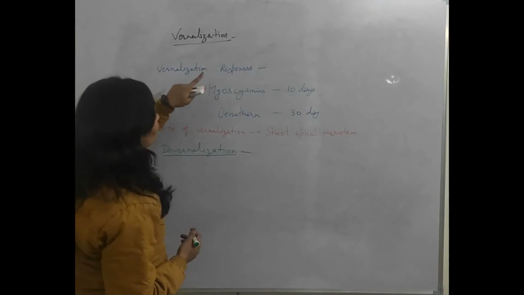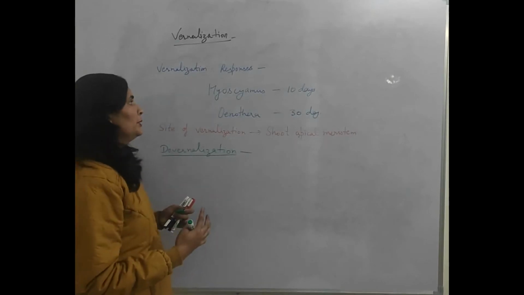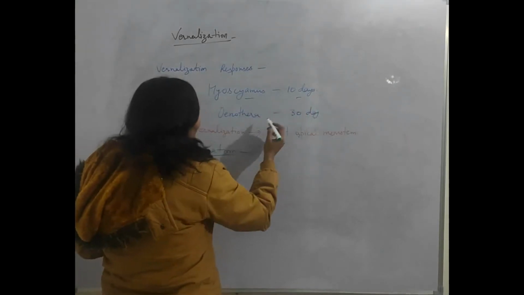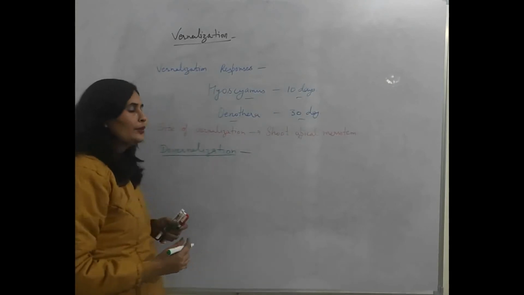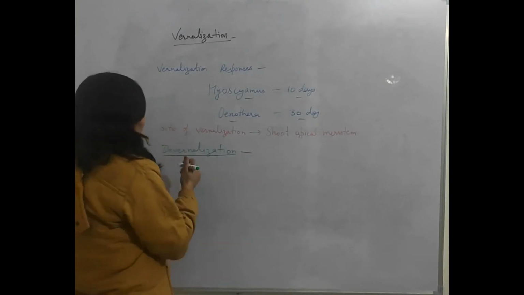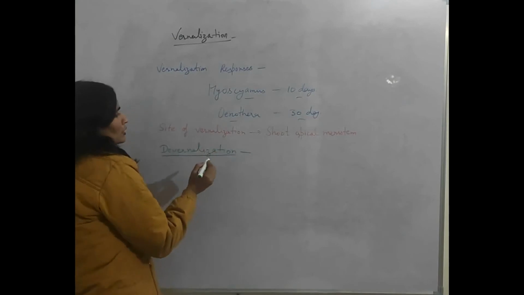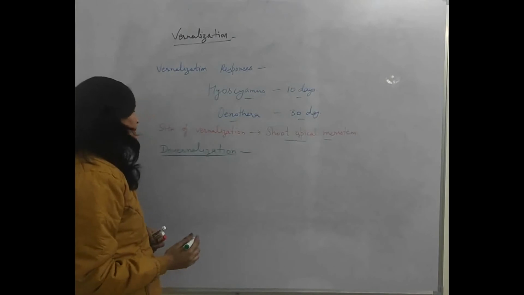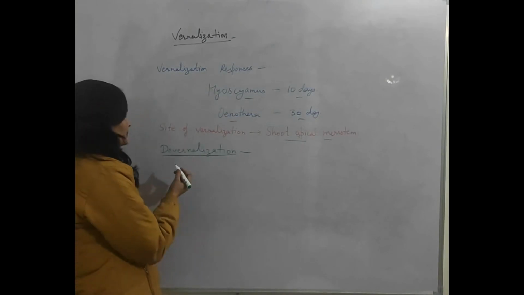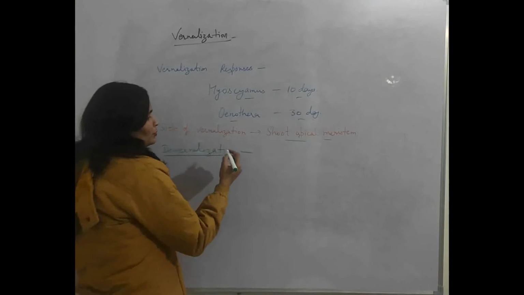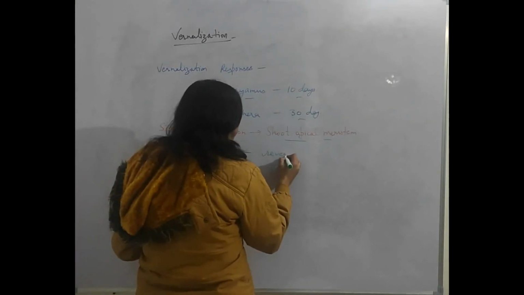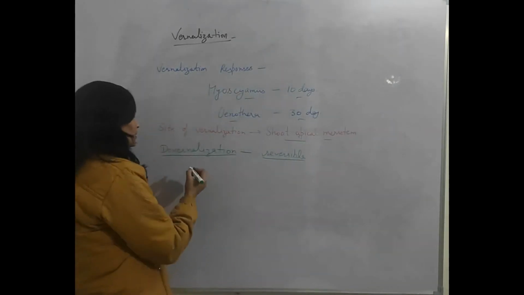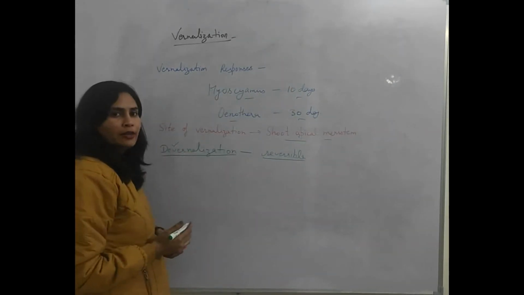For vernalization responses, there are different time periods for different plants, like for Hyoscyamus 10 days, Oenothera 30 days. For different plant there will be different periods. Site of vernalization. The effect of vernalization is perceived by shoot apical meristem or shoot apex.